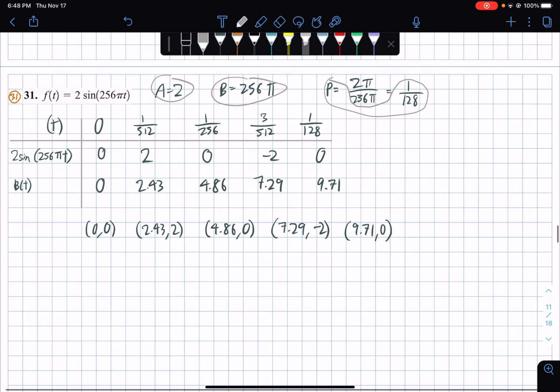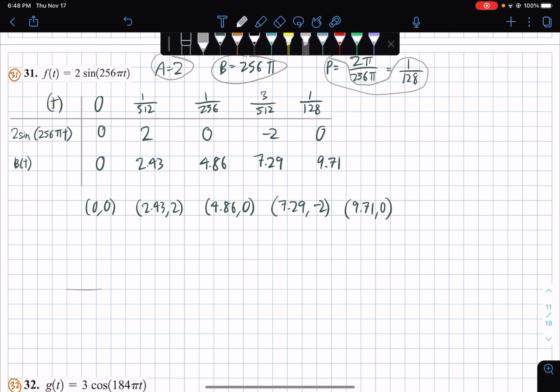Okay, let's graph. So 0 and 2.43, 4.86, 7.29, 9.71. We have the amplitude 2. Okay, plot the points and graph.